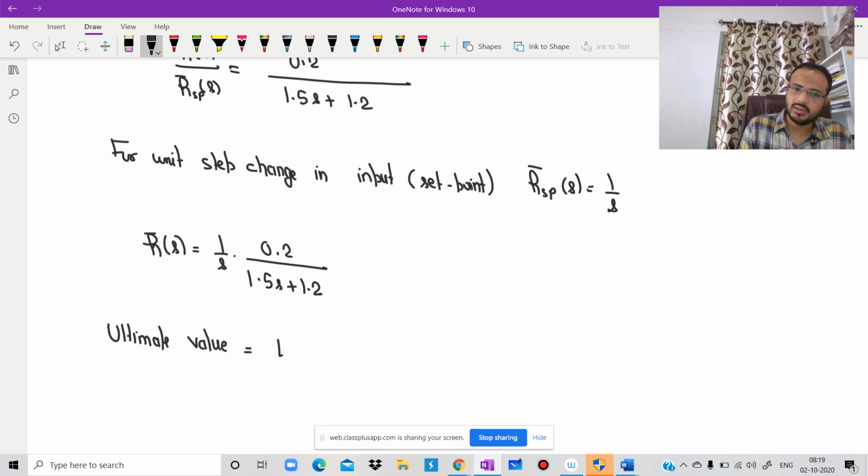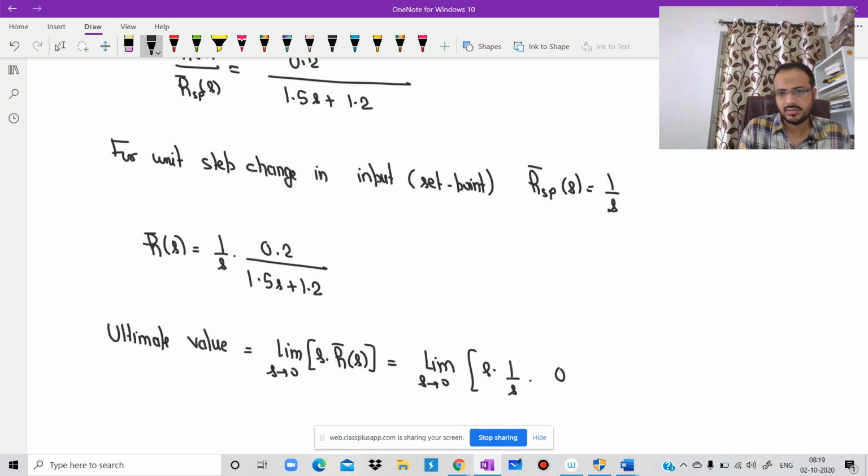Ultimate value is equal to limit s tends to 0 s of h bar of s, which is limit s tends to 0 of h of 1 by s into 0.2 divided by 1.5s plus 1.2. You will get 1 by 6.